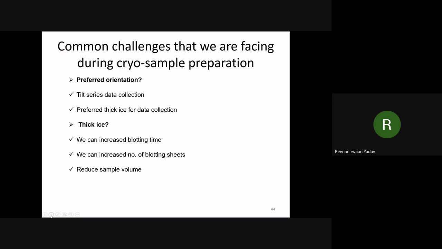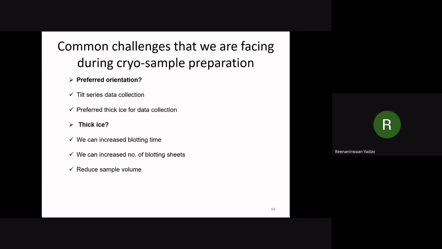A common challenge that we face is preferred orientation. For that, we can explore the preferred orientation by using tilt series data collection. For example, if we are collecting 100 images, then it is better to collect 20 to 30 images at a certain tilt angle, or 70 to 80 on the normal. And some people also prefer thick ice to deal with this issue.